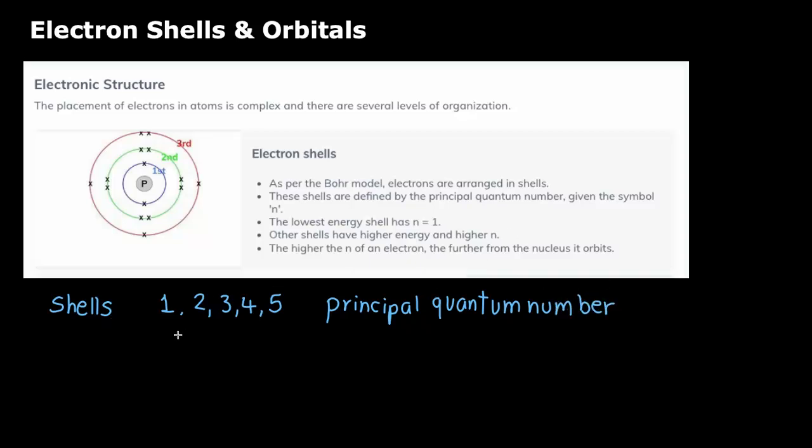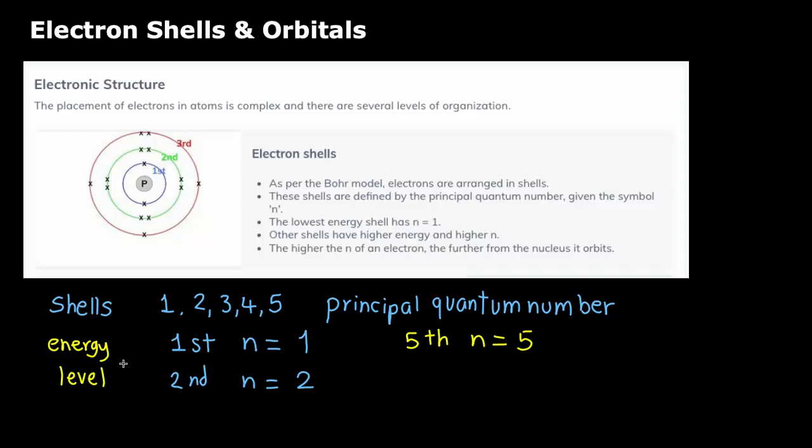So if the shell number is 1, the principal quantum number, which has the symbol n, is equal to 1. If the person is talking about the second shell, n is equal to 2, and so on. If he is talking about the fifth energy level or the fifth shell, then n is equal to 5.